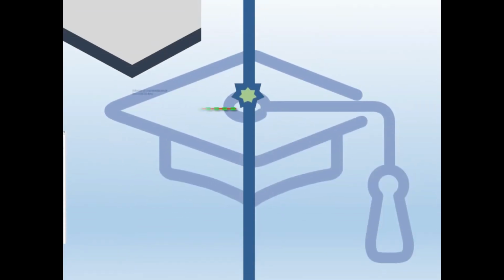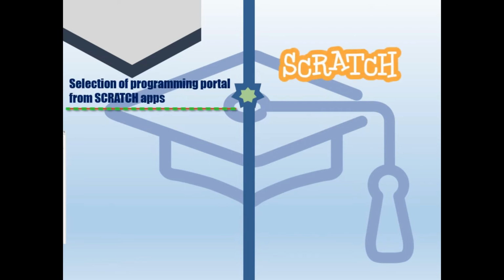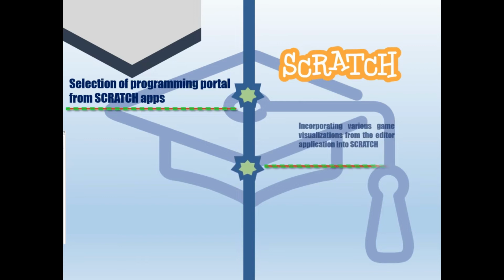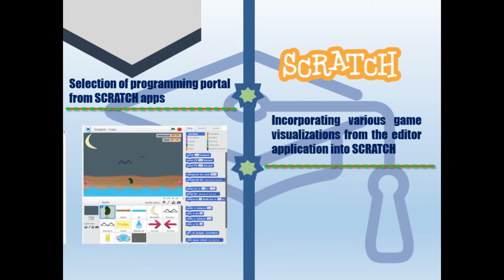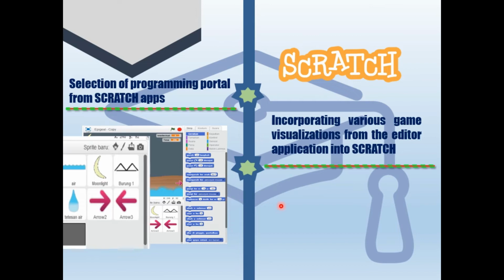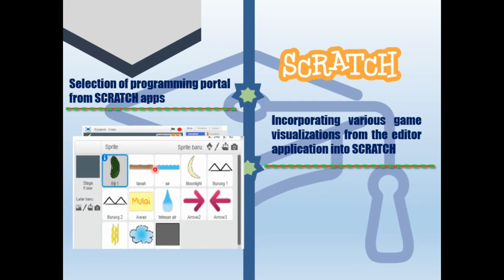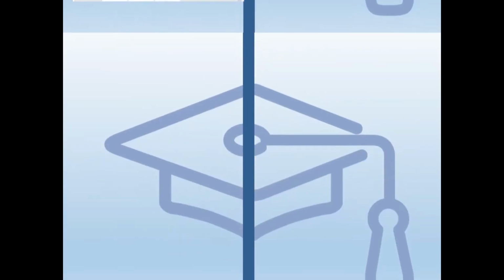Here we use the Scratch programming portal with the natural process that we use being the germination process of green beans. Then we use various visualizations such as green bean seeds, germination, a mature green bean plant, and other supporting subjects such as the sun, moon, water, bird, clouds, and operation buttons.